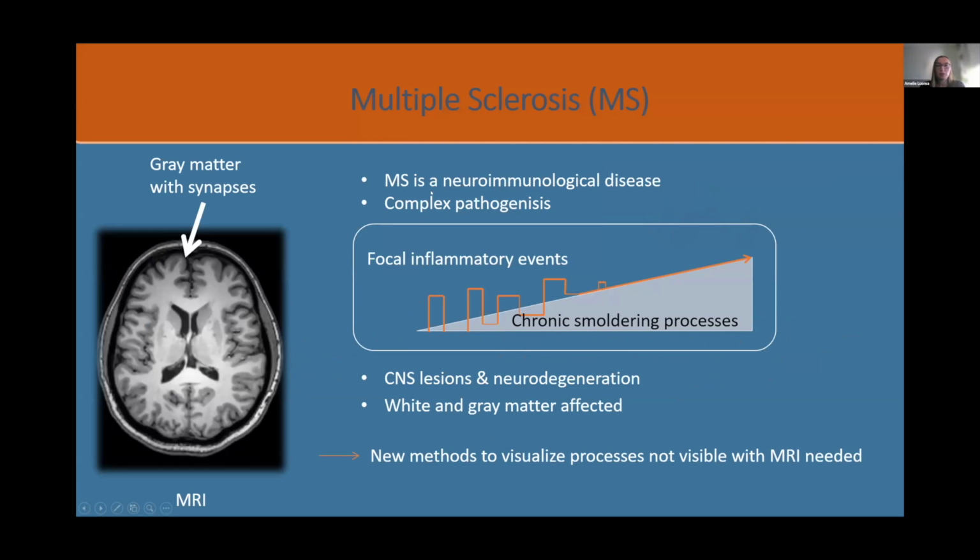So MS is a neuroimmunological disease, and unfortunately, it can affect already relatively young patients, young adults. The average onset is around 20 to 40 years, and it can then cause physical and cognitive disability. And the pathogenesis of MS is rather complex and today still not sufficiently understood. But what we know is that there are, on the one hand side, focal inflammatory events, and on the other hand, there are chronic smoldering processes which already appear at the early stages of the disease and then become more prominent in later stages of the disease.